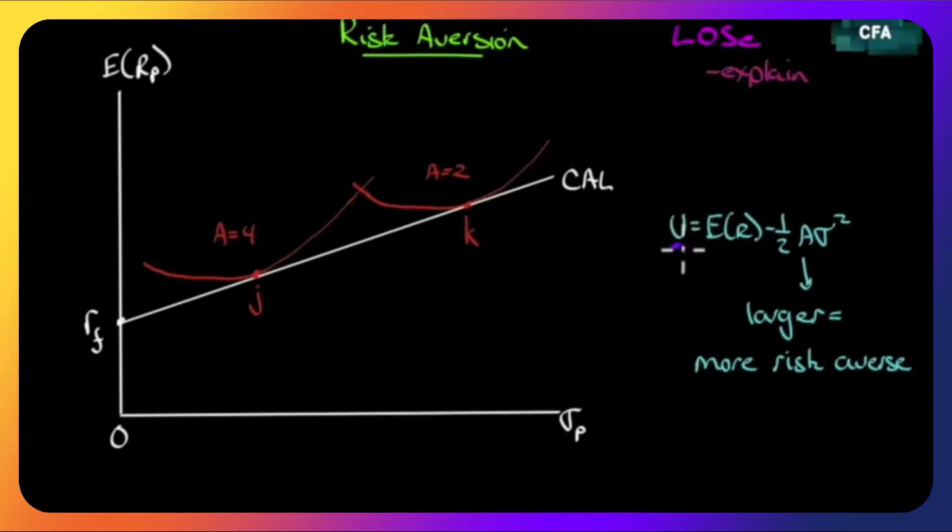Remember, we're trying to maximize our utility, and we do this with this function. And since this is negative, this says that we are generally risk averse. However, one person here, A equals 4, is more risk averse than our person over here at A equals 2. A larger A means more risk averse. So if they're more risk averse, they'll be further down on the capital allocation line towards the risk-free rate. Notice that we have a lower expected return for A equals 4 than A equals 2, but lower risk than A equals 2.